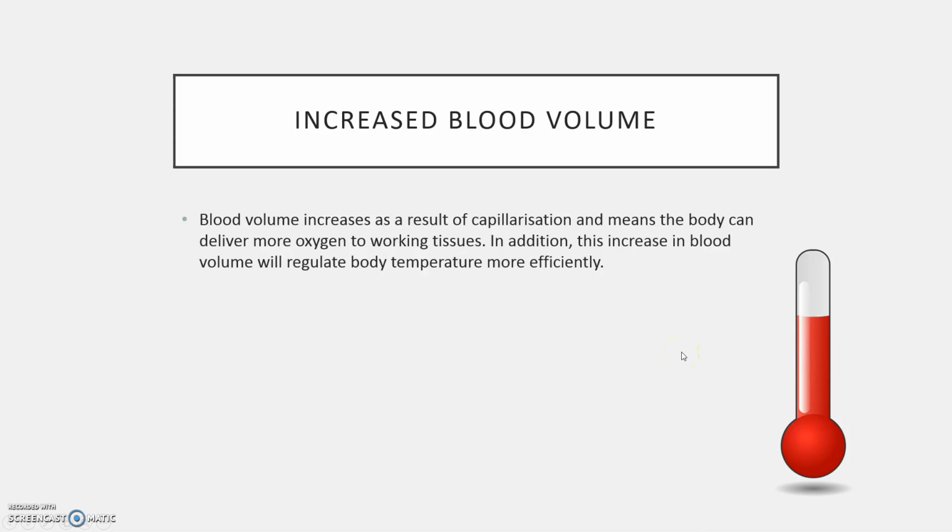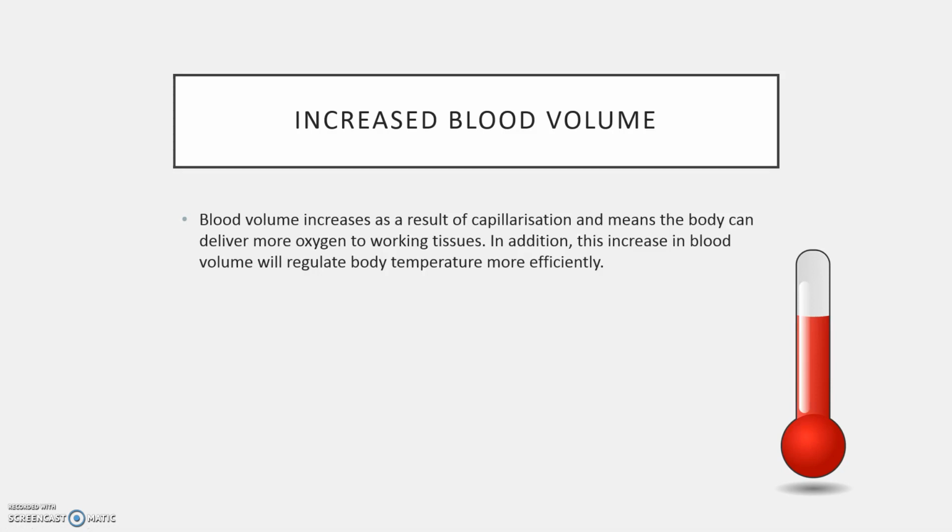Last one, increased blood volume. Blood volume increases as a result of capillarization, i.e. with capillarization happening, we get more blood. This means we can deliver more oxygen to the working muscles. It also means we can remove more carbon dioxide. And in addition to that, it means we can regulate our body temperature more efficiently, i.e. with vasodilation and vasoconstriction.